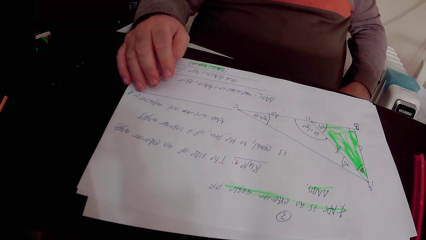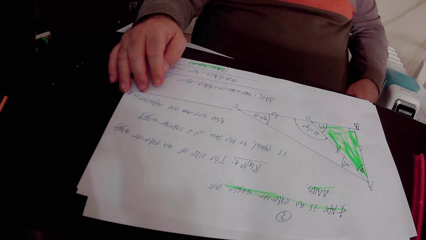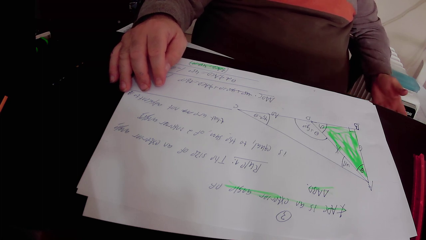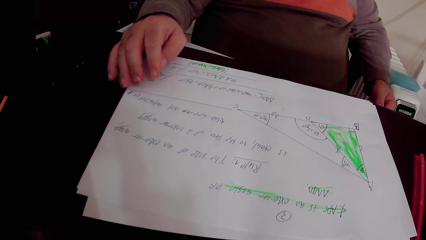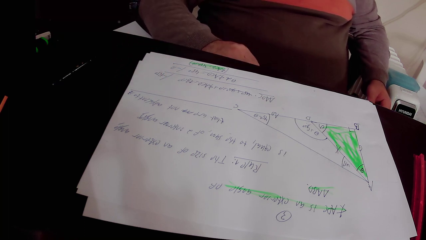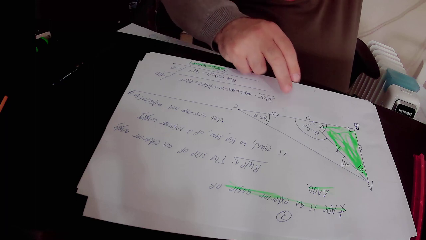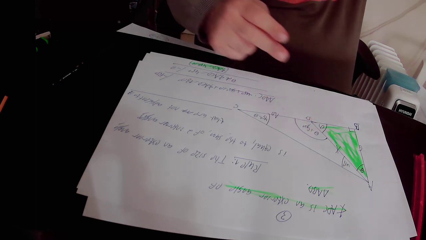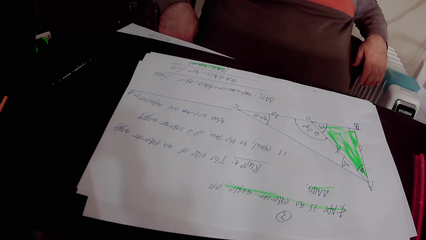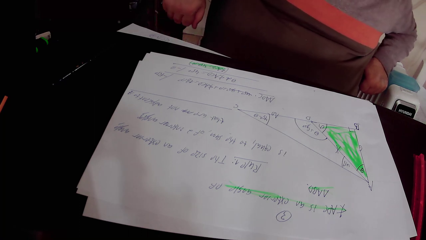And we have rule number one: the size of an exterior angle in a triangle is equal to the sum of the two interior angles that are not adjacent to it. So here, according to rule number one, the size of this exterior angle, angle ADC, will be equal to the sum of the two interior angles that are not adjacent to it.